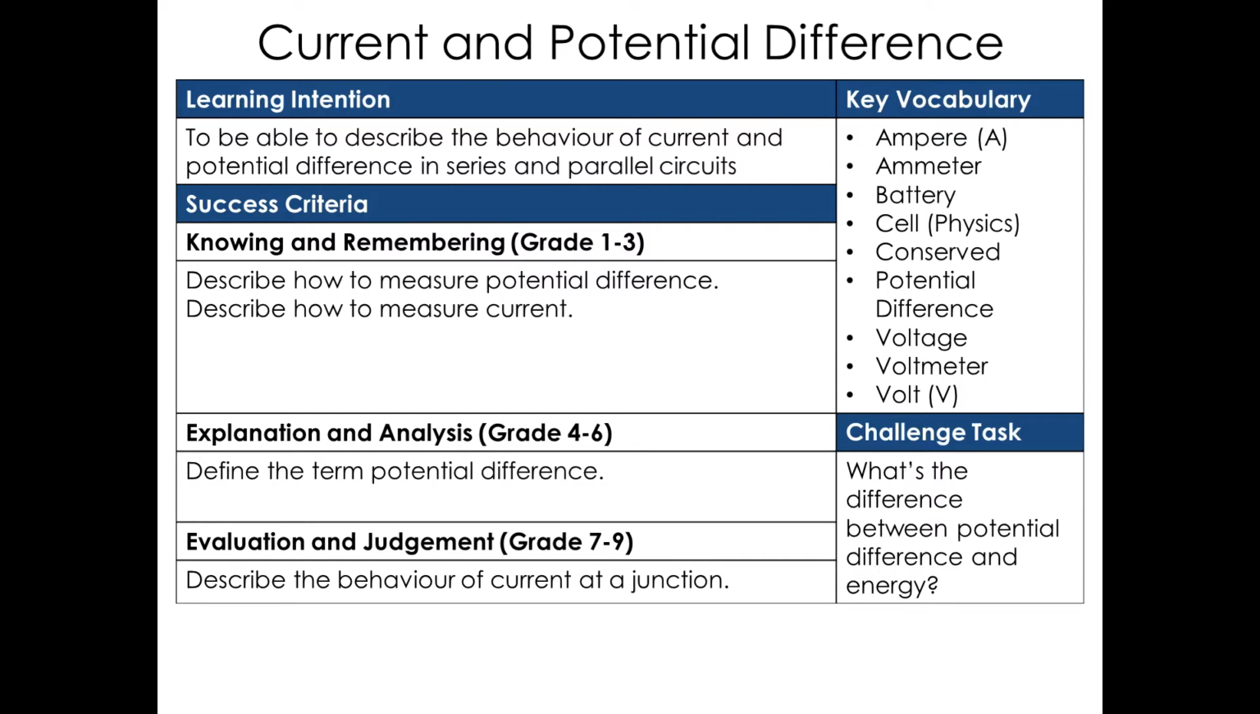The word conserved is particularly important when we discuss the behaviour of current at a junction. Current is conserved. We've talked about the conservation of matter and the conservation of energy in the past, so now we're looking at the conservation of current. The word potential difference, which is also sometimes known as voltage, is measured using a voltmeter, and the unit of potential difference is the volt, which is given the symbol capital V.